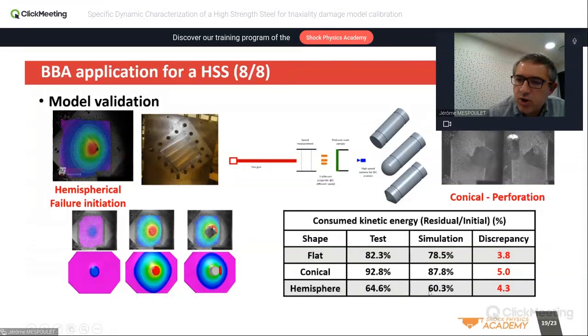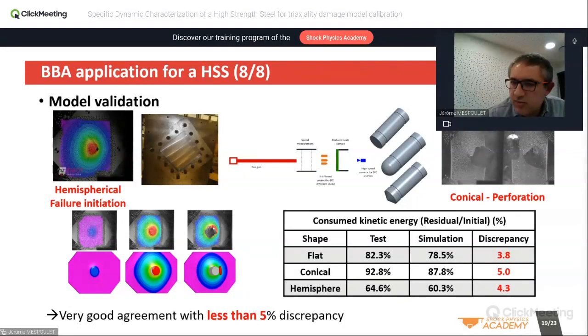And here you have the simulations, and you see the discrepancy between the test and the simulation is less than 5%. It means that the BBA used to correlate the material strength and damage triaxiality dependent model was good enough, and a very good representation of what happened after with some case studies that represent different impact scenarios with various triaxiality on the plate, and we get very good results, and the customer was happy with this.